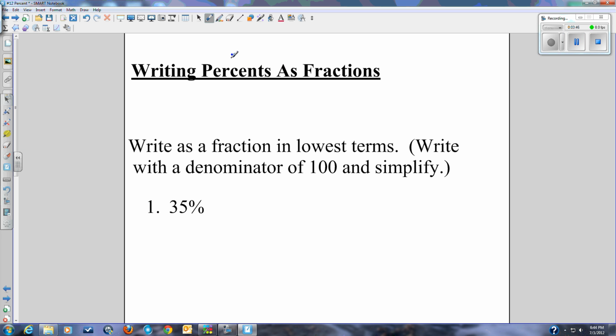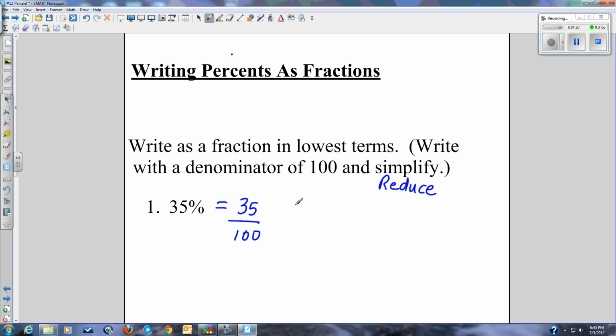Moving on. Writing percents as fractions. Now, if you want to write a percent as a fraction in lowest terms, what you're going to do is write the number over a denominator of 100 and then simplify, or in other words, reduce your answer. So if we have 35%, that means we're going to write 35 over 100.